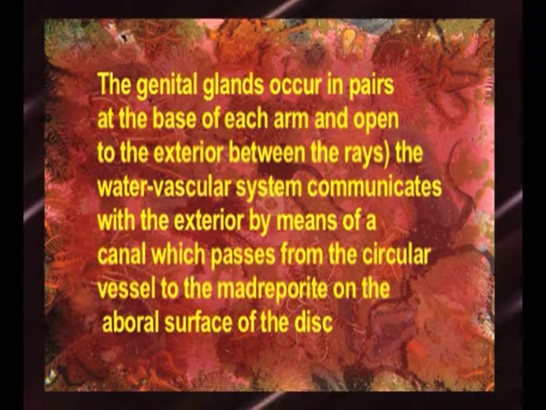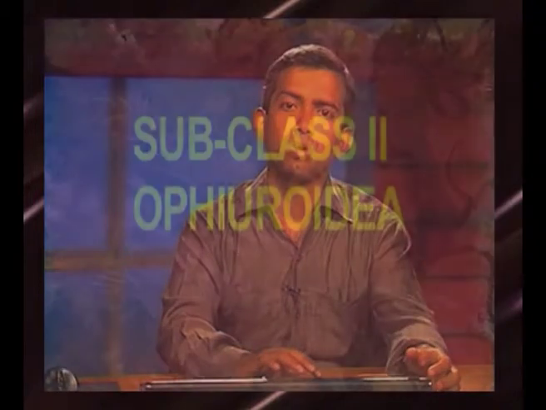The water-vascular system communicates with the exterior by means of a canal which passes from the circular vessel to the madreporite on the aboral surface of the disc. This is known as the stone canal, on account of the deposit of carbonate of lime in its walls.